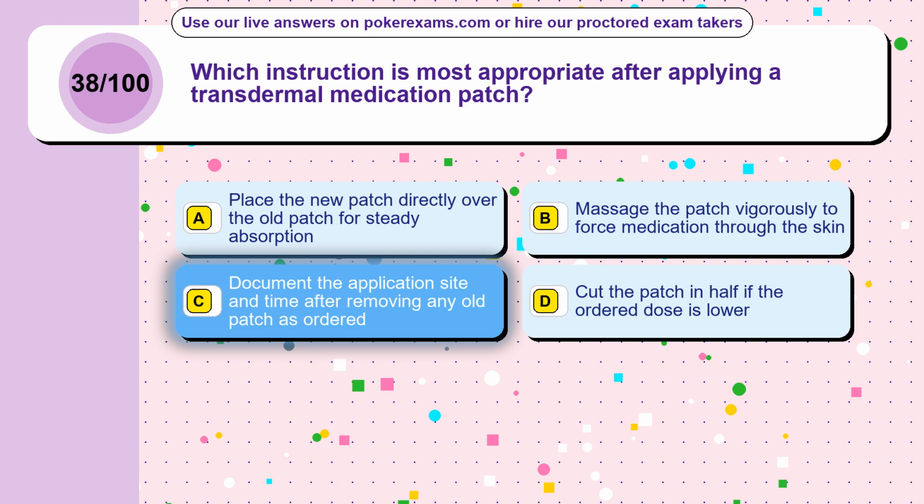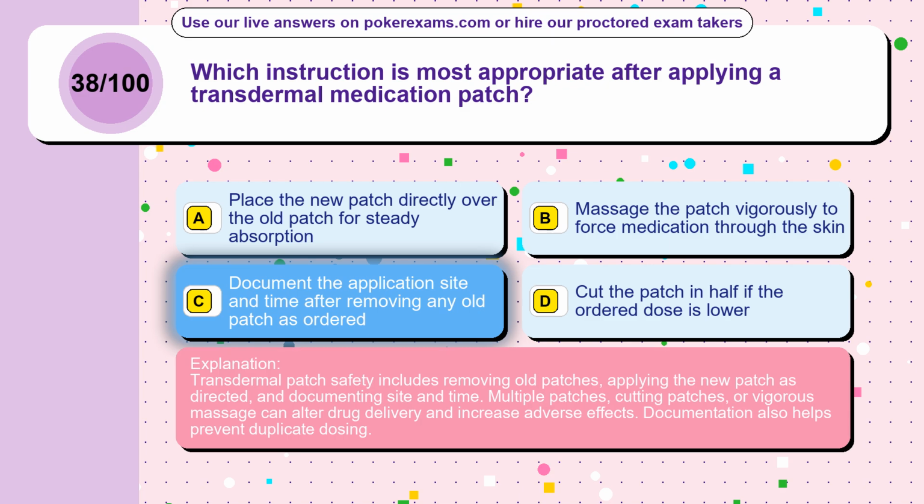The correct answer is option C, document the application site and time after removing any old patches ordered. Transdermal patch safety includes removing old patches, applying the new patches as directed, and documenting site and time. Multiple patches, cutting patches, or vigorous massage can alter drug delivery and increase adverse effects. Documentation also helps prevent duplicate dosing.